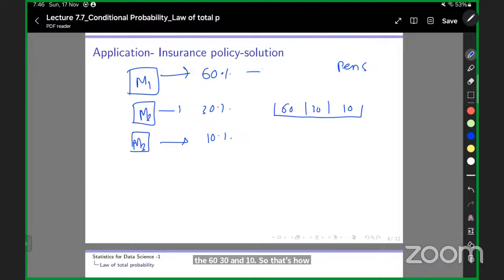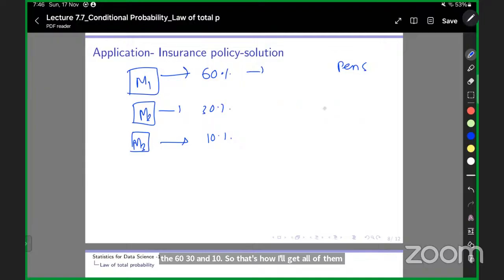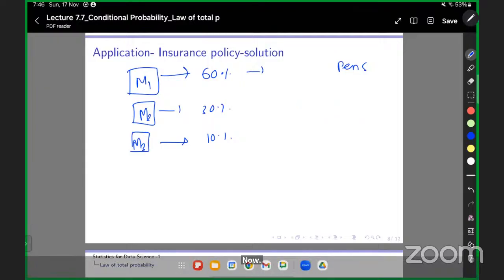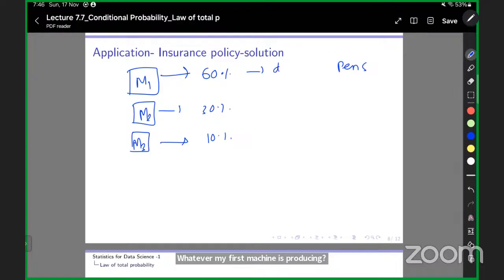Now, whatever my first machine is producing, it has some amount of defect, right? So defect is there. Fine.